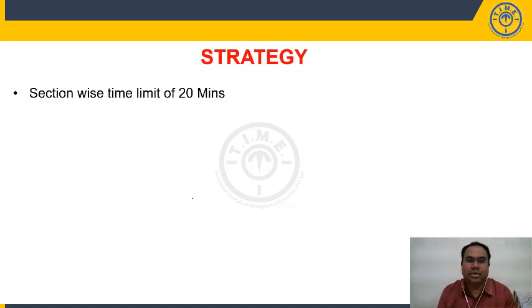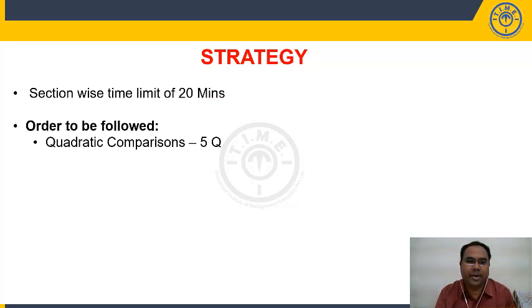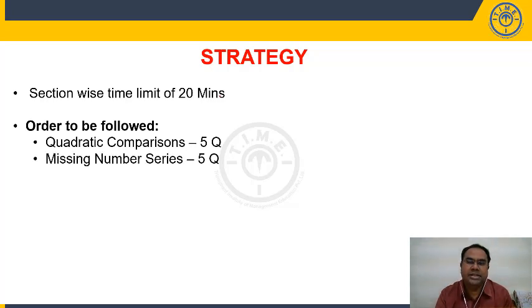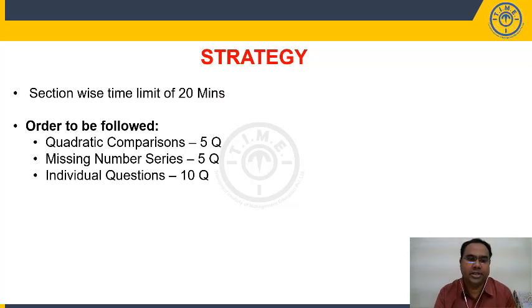There is a section wise time limit of 20 minutes here. So each section is separately timed. For quantitative aptitude, you have 20 minutes of time. Now, the order to be followed: start with quadratic comparisons, 5 questions. Missing number series, 5 questions. Individual questions, you have 10 questions.